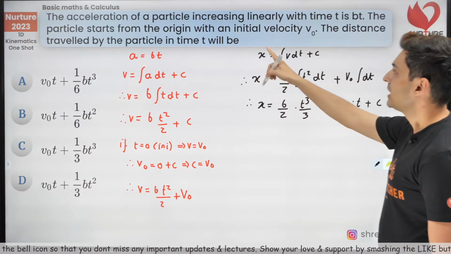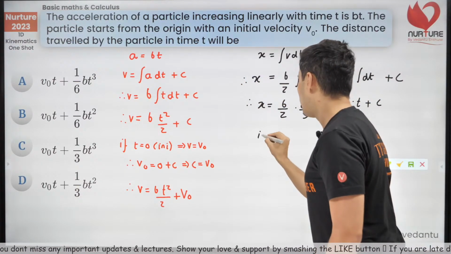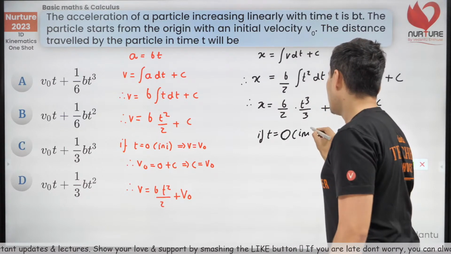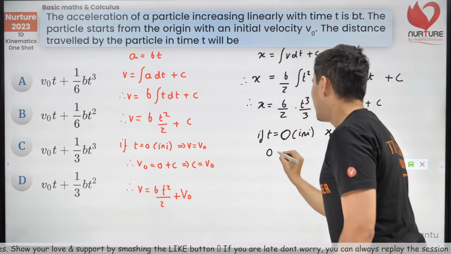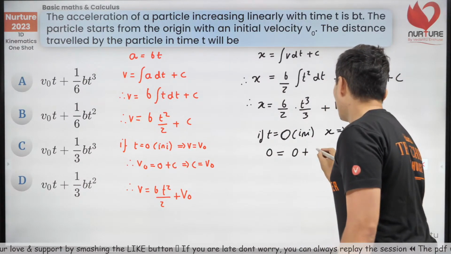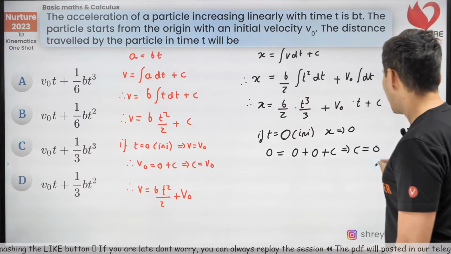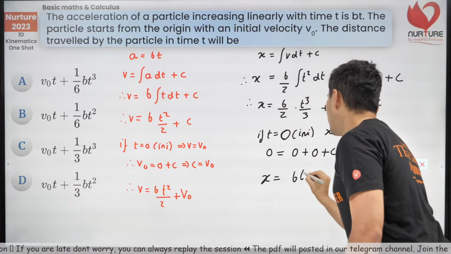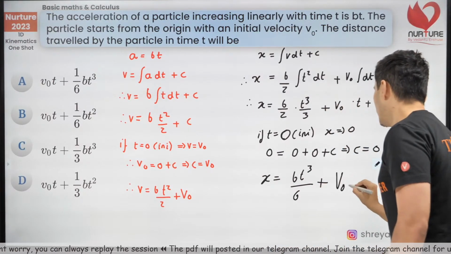Now it is clearly mentioned, it starts from the origin. That means if time is 0, that is initially, x is also 0. So substituting that, I'll get 0 is equal to 0 plus c. Therefore c is 0. Therefore x is nothing but b t cube divided by 6 plus v naught into t.